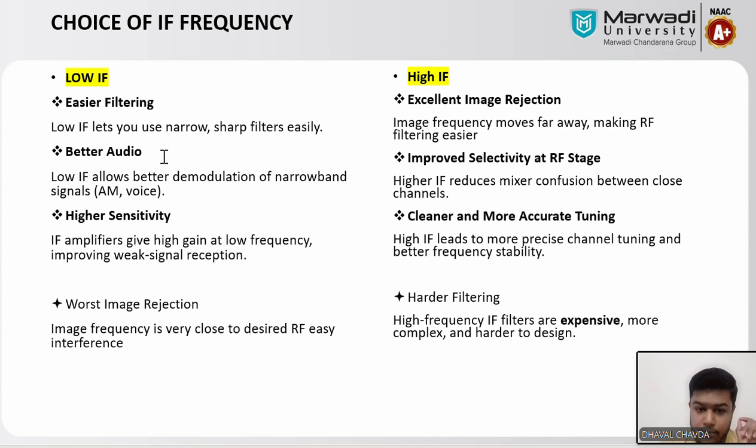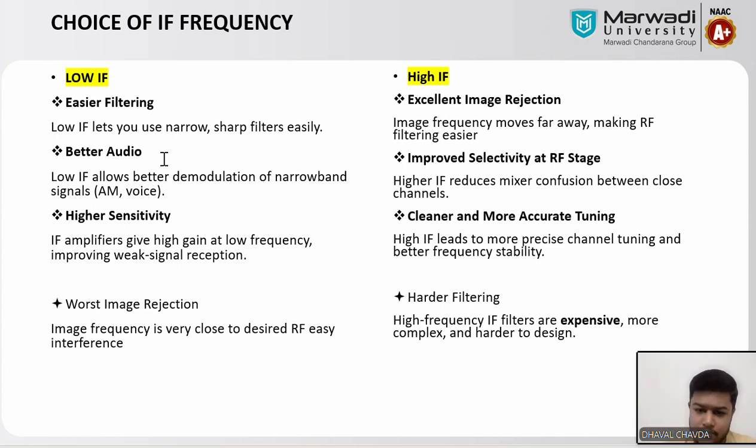Better audio. Low IF allows better demodulation of narrowband signals, higher sensitivity. But the thing is, worse image rejection due to low intermediate frequency. The image frequency, that is the villain that we don't want in our system. But due to the low IF, that image frequency enters our system. That creates distortion.